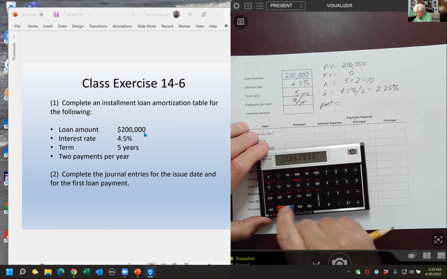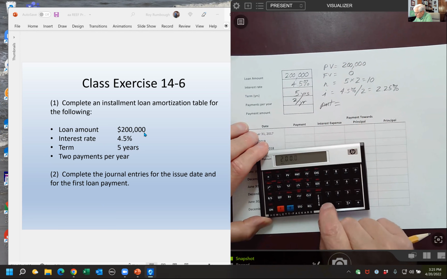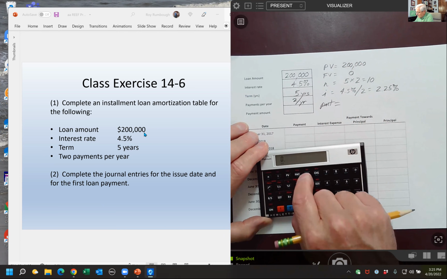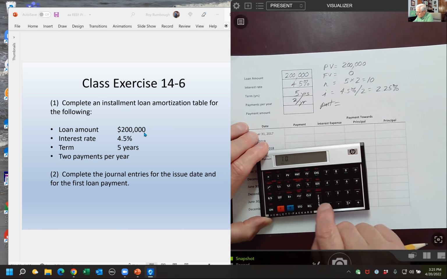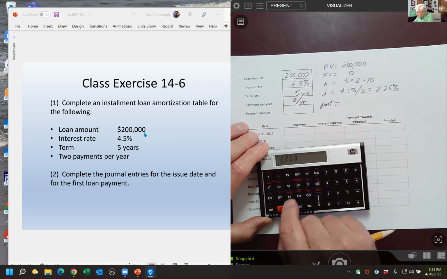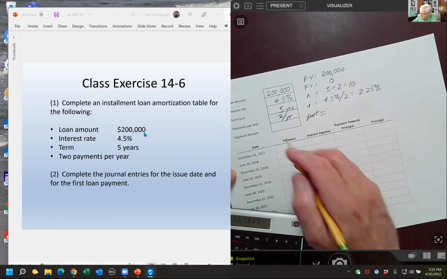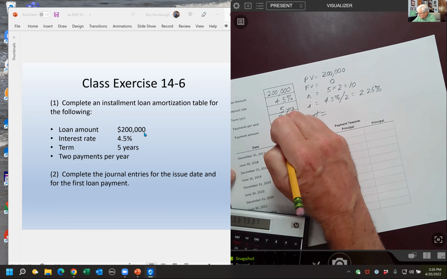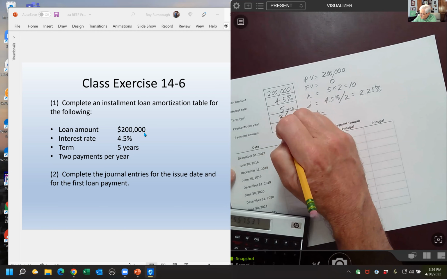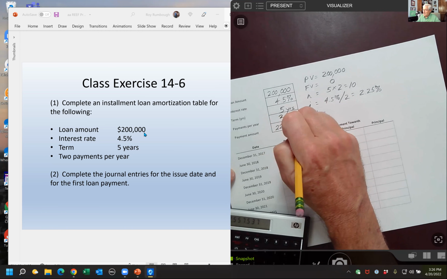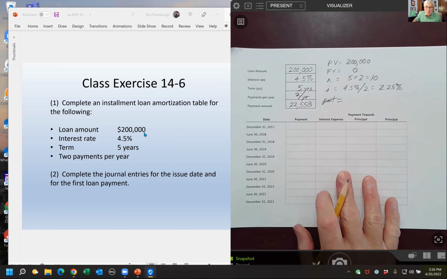And so I'm going to clear everything out here. Present value is 200,000. Future value is 0. N equals 10. I is 2.25, and the payment is what I'm calculating, which is 22,558. Now, there could be some rounding that comes into play here.